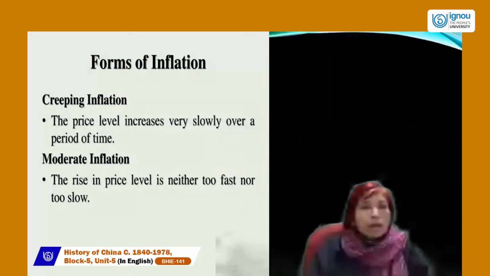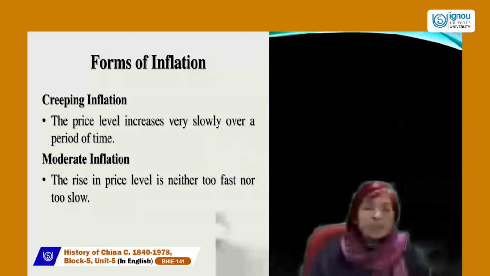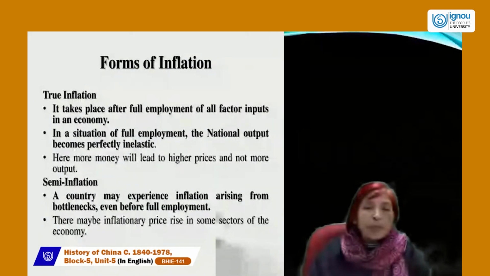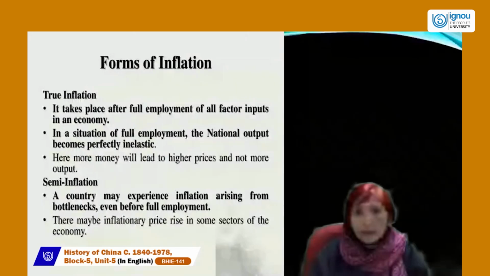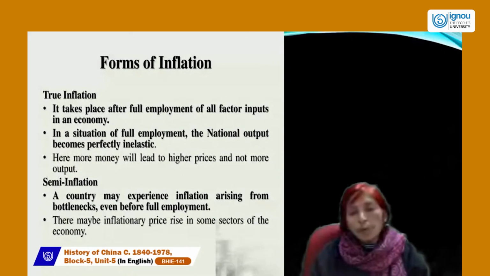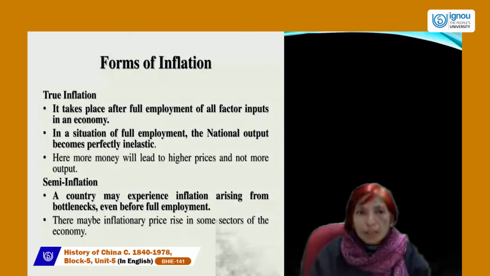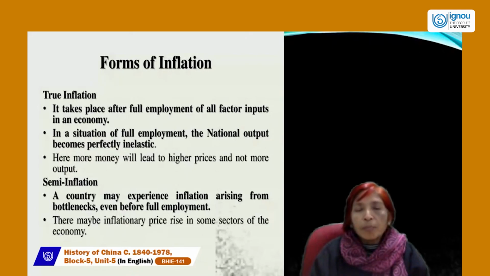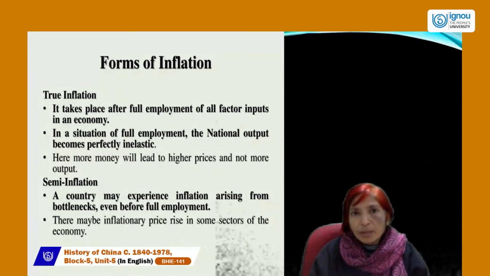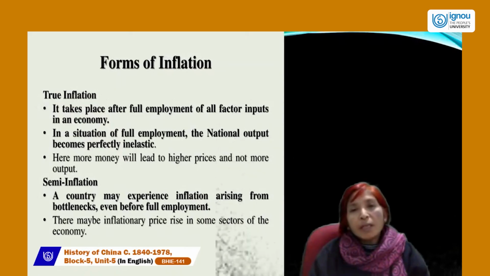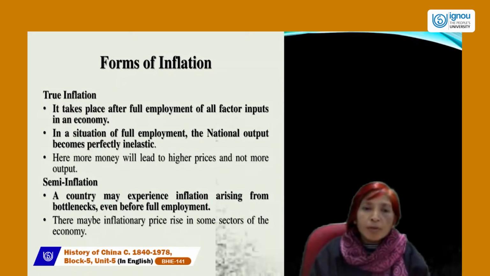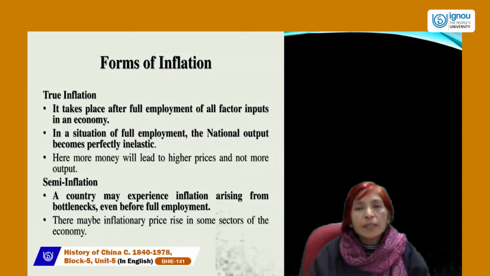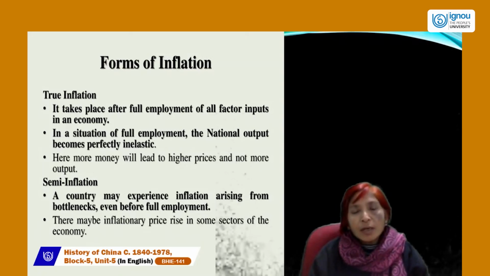Now next is true inflation. It takes place after the achievement of full employment. And full employment is a situation when all people who are willing to work at the prevailing wage rate get job opportunities. That is called full employment. And at the level of full employment, involuntary unemployment will not exist, but voluntarily people may be unemployed. So it takes place after full employment of all factor inputs in an economy. It's a situation of full employment.